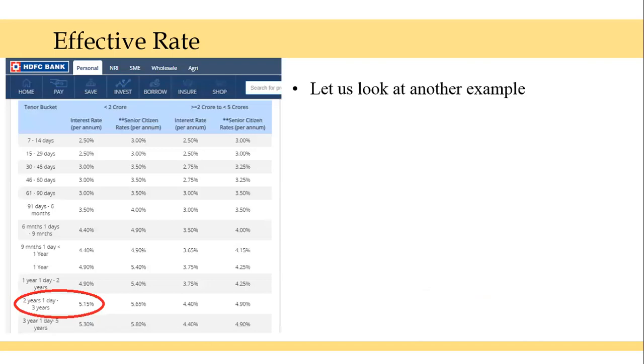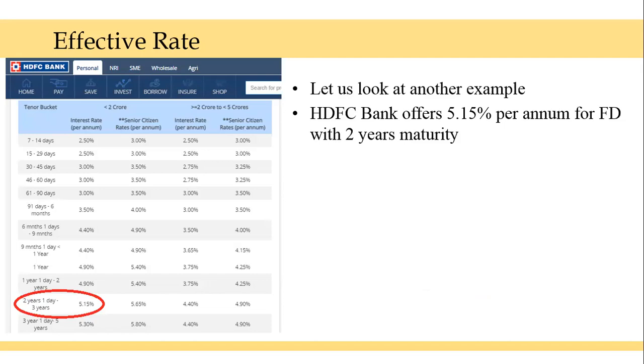Let us take one more example. I have shown here the interest rates offered by HDFC Bank on fixed deposits of various maturities. Let us look at the 2-year and above fixed deposit. HDFC Bank offers 5.15% per annum for fixed deposit with 2 years maturity.